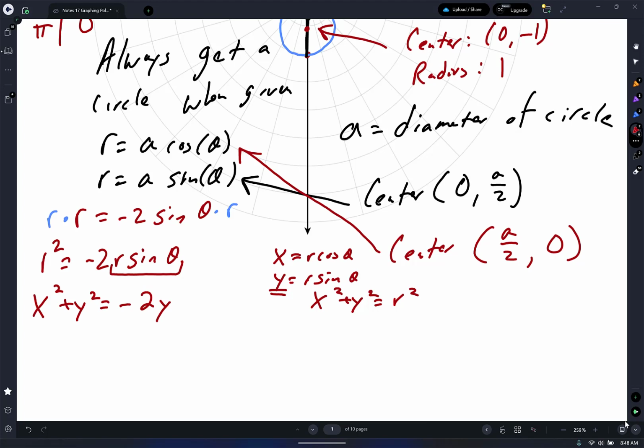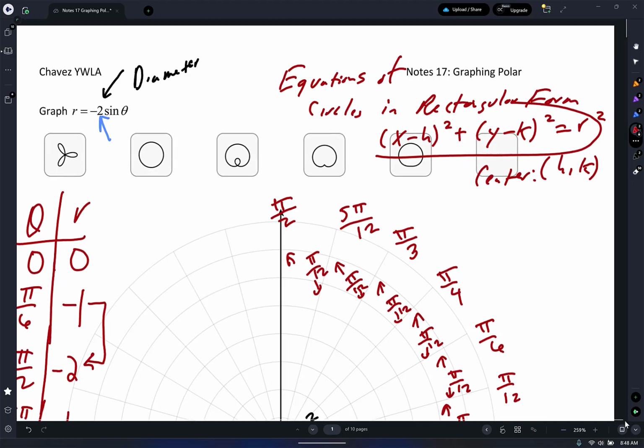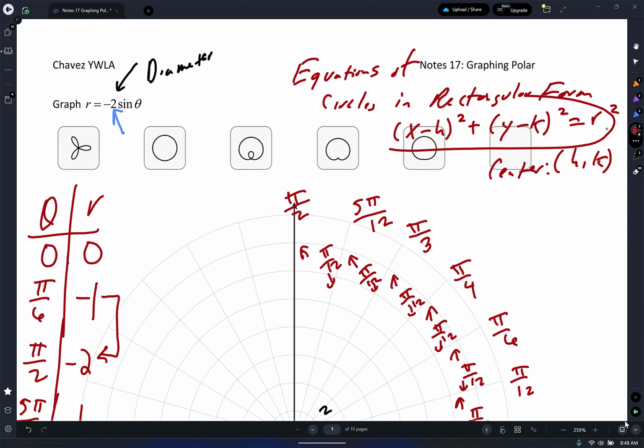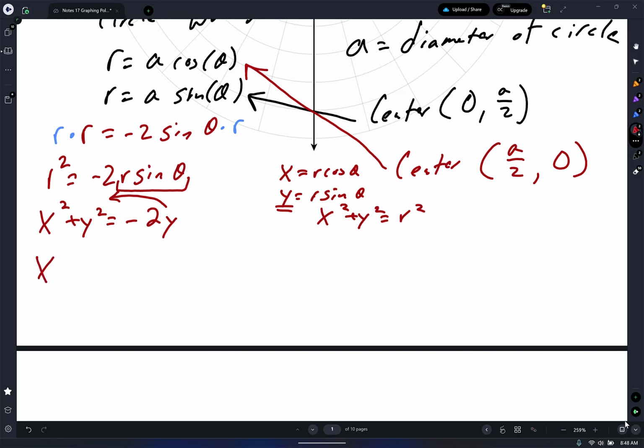I'm going to move this negative 2y to the left. I want to make it look like this with the r squared on it. I'm trying to make it look like that, guys. So I'm going to move the negative 2y to the left. So I have x squared plus y squared plus 2y plus blank equals 0. I'm going to take that trinomial and I'm going to complete the square.